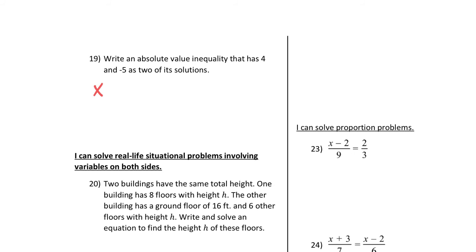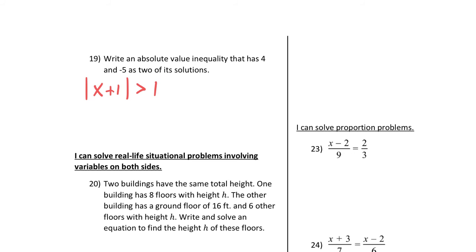For a moment I was thinking it was an absolute value equation, which would be pretty tough. But for an inequality, let's go with x plus 1, absolute value has to be greater than 1. Negative 5 plus 1 and 4 plus 1. There you go. That's it.